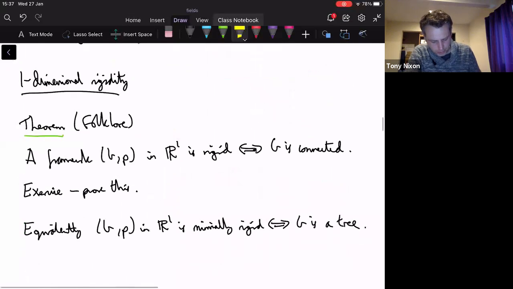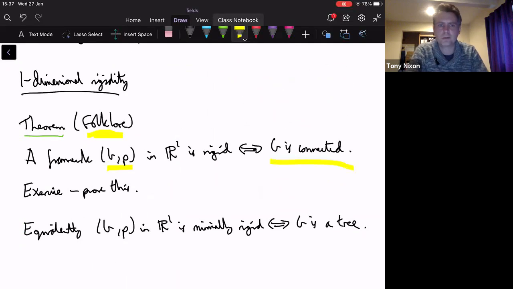Okay, so let's just very briefly mention the one-dimensional case. And if anyone knows specifically who I should credit for this, then please shout. But the one-dimensional theorem is that a framework, and now I don't really even care about generic, a framework in one dimension is rigid if and only if its underlying graph is connected.